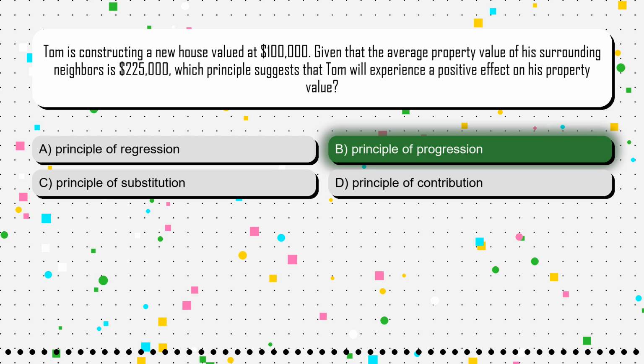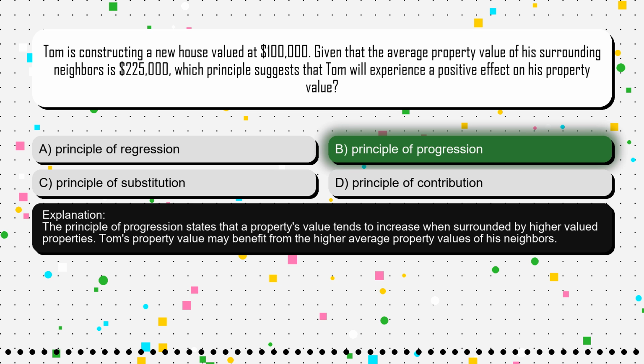The correct answer is option B, principle of progression. The principle of progression states that a property's value tends to increase when surrounded by higher valued properties. Tom's property value may benefit from the higher average property values of his neighbors.